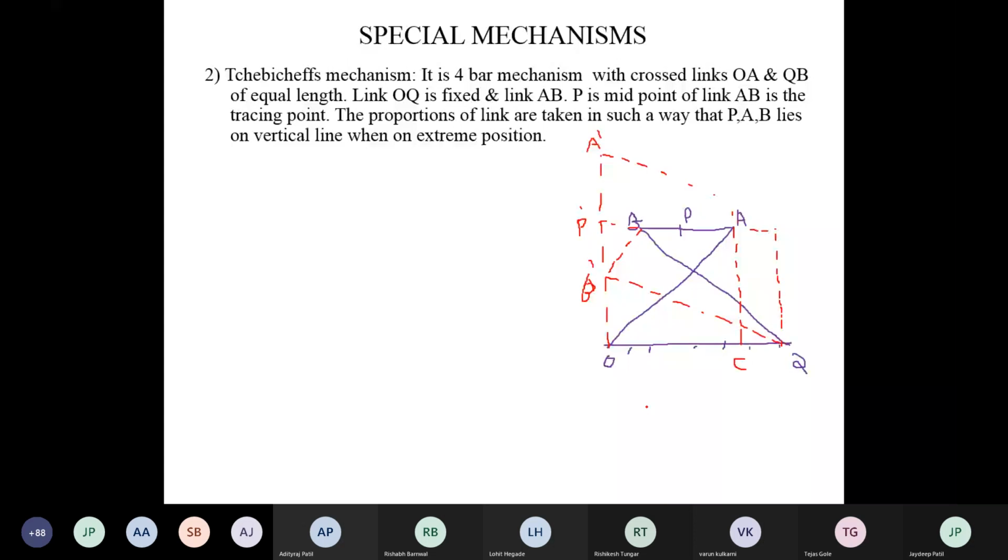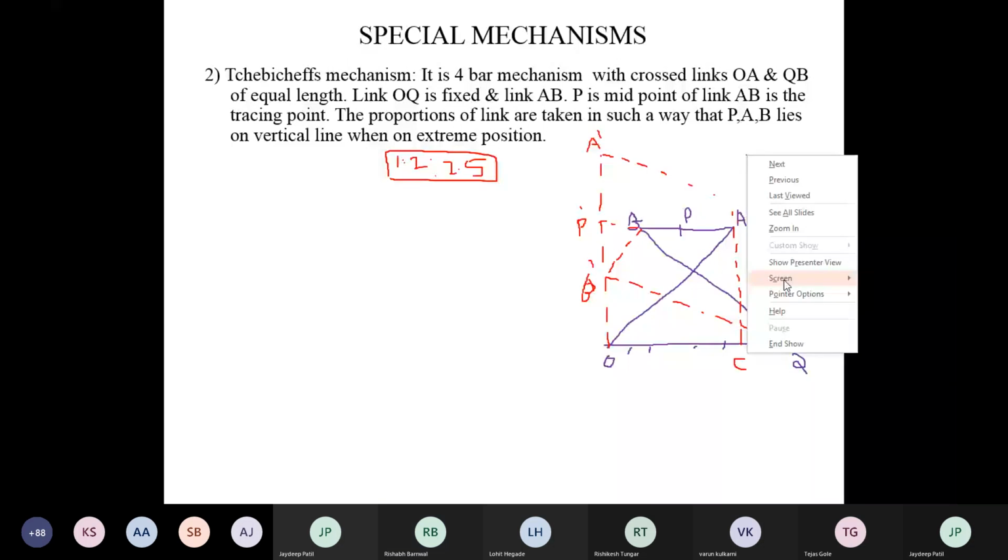I have to prove that P traces an approximate straight line, or you have to prove that the lengths of the links are in the ratio 1 to 2 to 2.5. Suppose the length of the first link is 1, one of the links has length 2, and one of the links has length 2.5. We consider the given mechanism. Are you getting this figure? Do all of you understand? Yes, sir. Now see how you have to prove this.